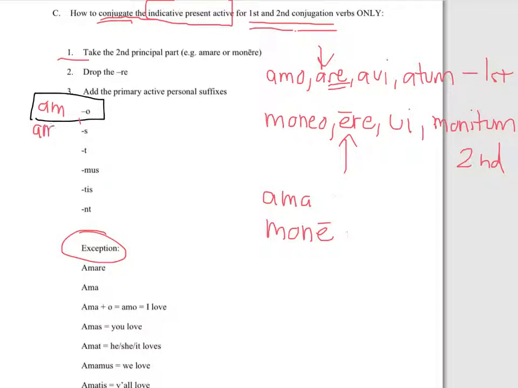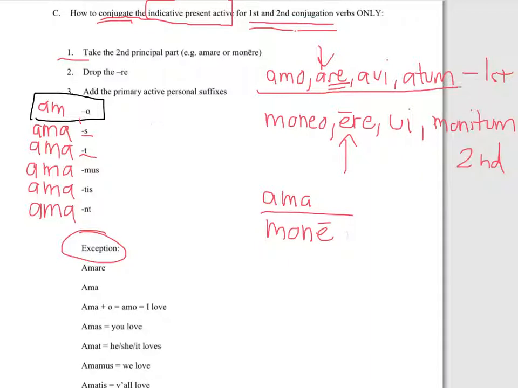So, in the second example, it's perfectly consistent. You take the AMA, after you drop the RE, and you add the S. You take the AMA, after you drop the RE and you add the T. The AMA is the theme or stem. The AMA is added to each of these different suffixes, and now you have conjugated the verb amo, amare, amavi, amatum. The first one, since this is the indicative present active, translates as I love.